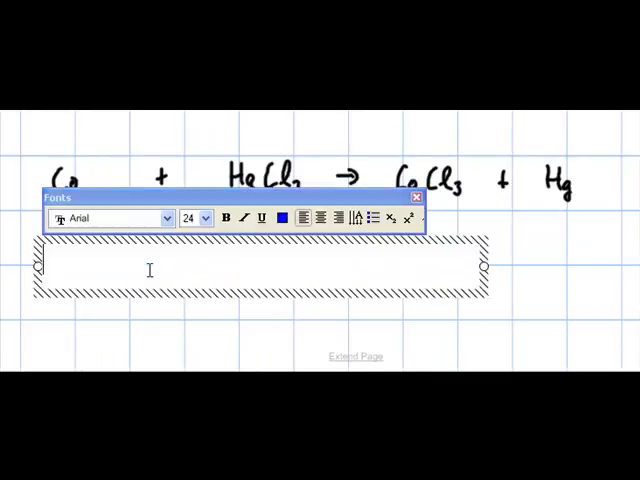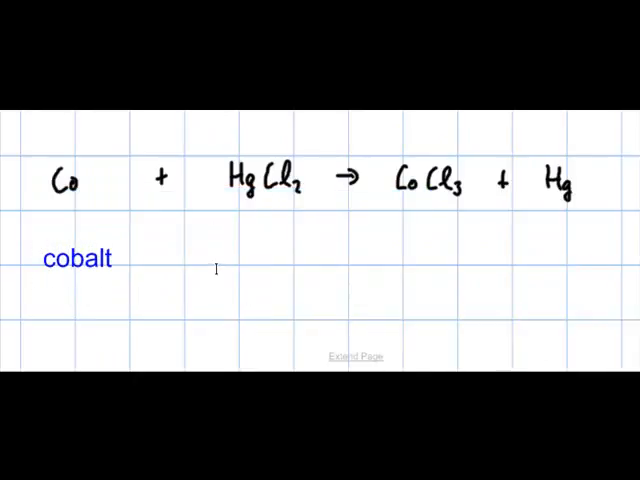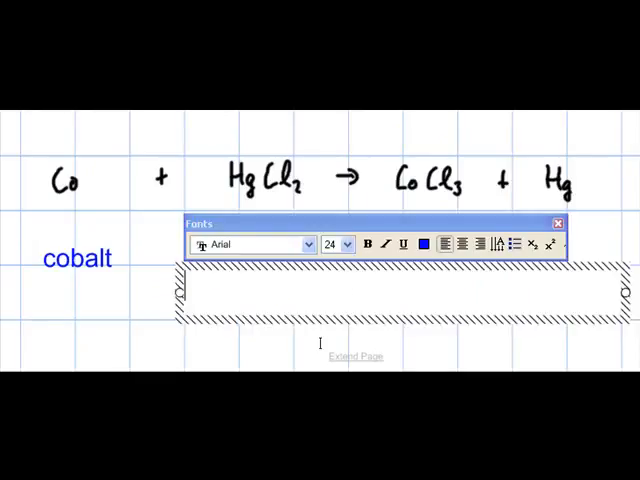So here we got Co is cobalt, HgCl2. It's going to be mercury chloride, but mercury has a variable ionic charge. Each one of the chlorines has one negative charge, and there are two, that means they have a total of two negative charges that needs to be matched by the mercury's positive charges. So the mercury needs to have two positive charges, so it's going to be mercury 2 chloride.